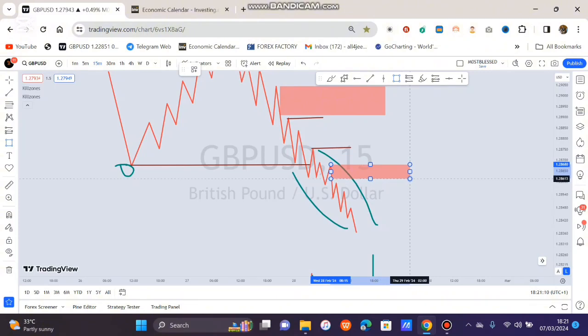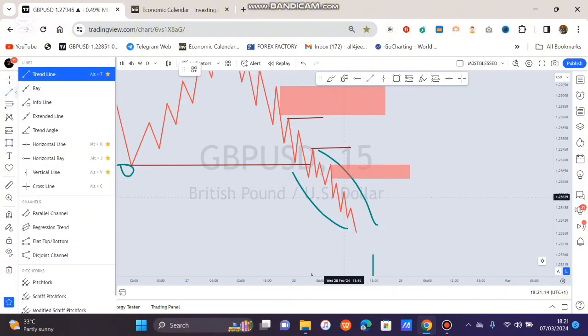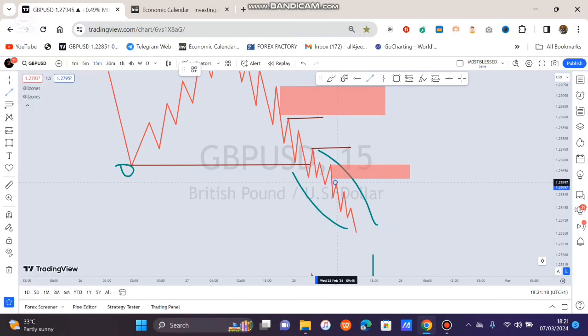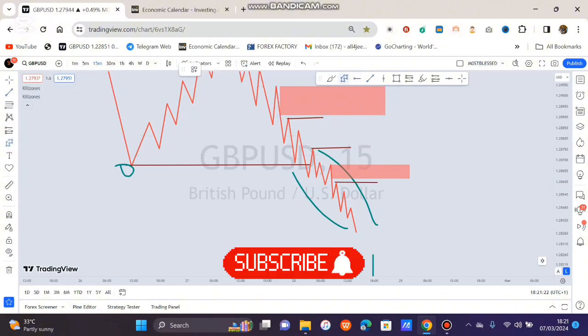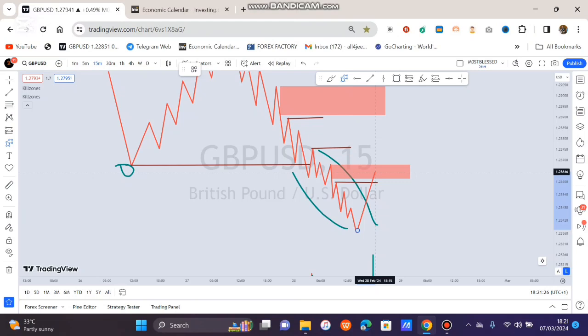This high can be used, and this high can serve as a liquidity. What type of liquidity? Incomplete pullback. This high can serve as a liquidity. You now see market comes like this, comes here, and continues.